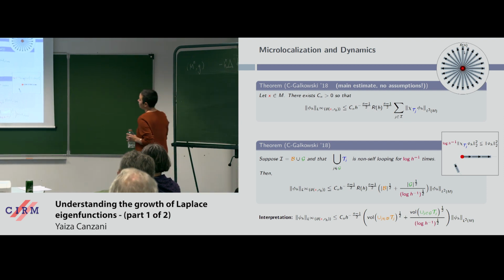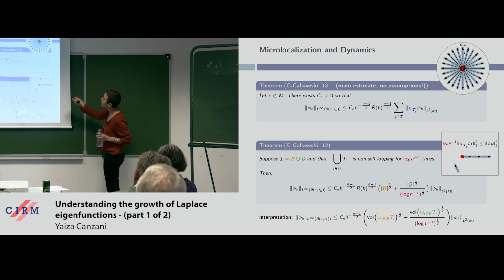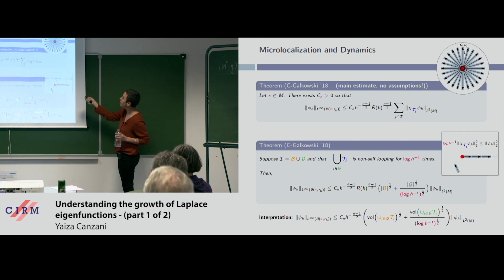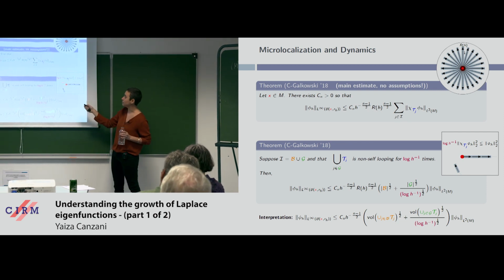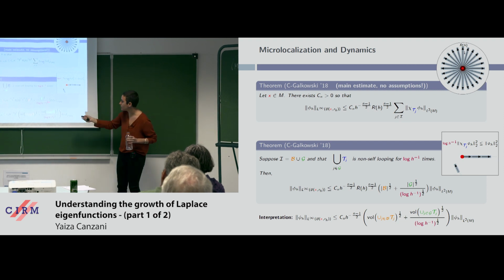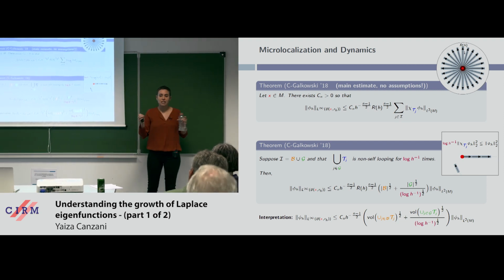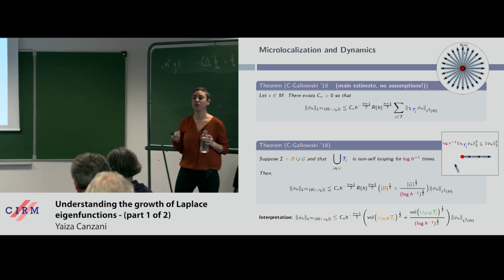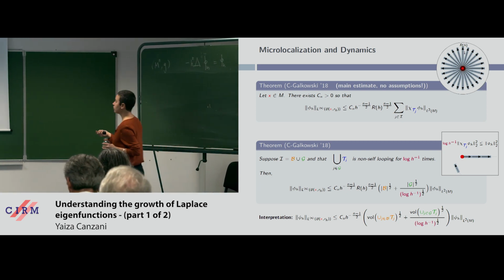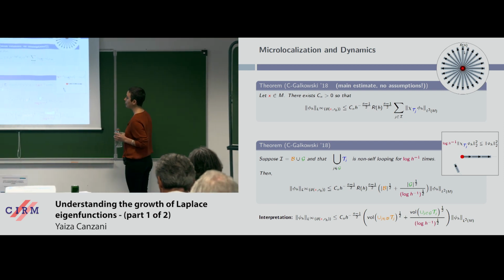What that means is that when you're looking at the mass of a single tube, you can give an upper bound in terms of the total mass divided by this logarithmic improvement, which is what's appearing here. For this set of good directions, the ones that are not self-looping for log h inverse times, you get this log h inverse improvement.